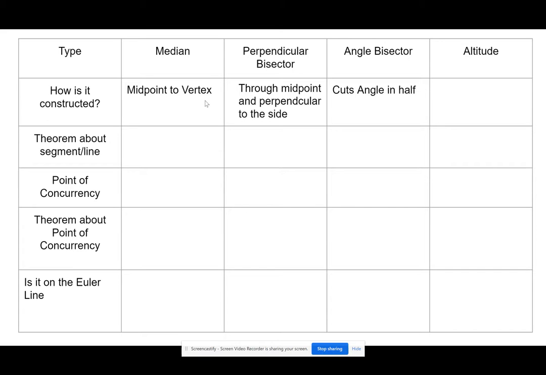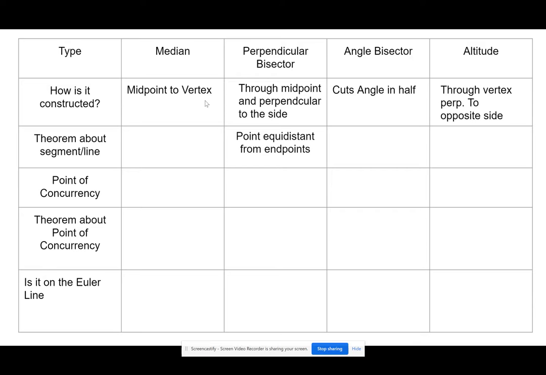An angle bisector cuts an angle in half. And then the altitude, you go through a vertex, but then it's perpendicular to the opposite side. It does not go through a midpoint. All right, about two of these, we have a theorem.